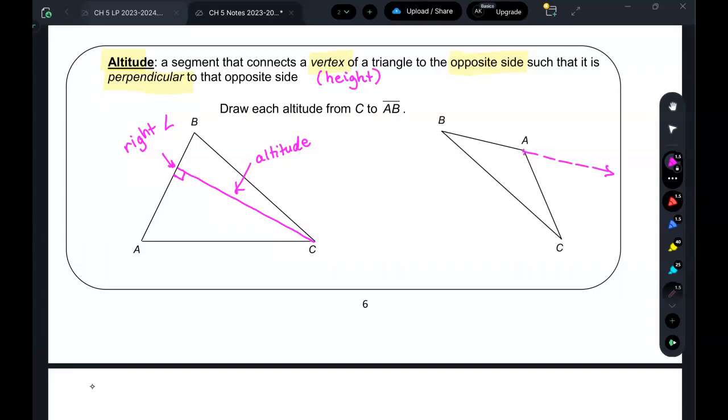Now, can I draw a right angle here? Yeah, so that's what that's going to look like. Again, make sure it makes a right angle with that opposite side, even though technically it's not the side, it's the side that is extended.